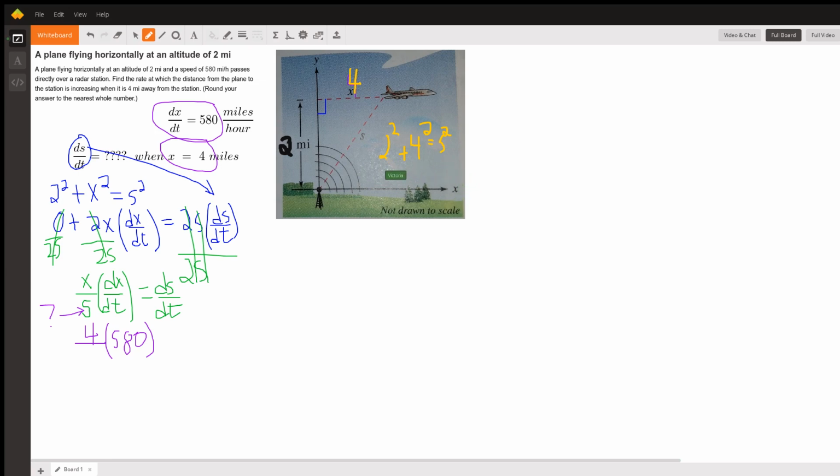So this is 4 plus 16, which is 20. And then when I take the square root, I get that s is, well, it's really plus or minus the square root of 20, but this is a positive number. It's the hypotenuse. And the square root of 20 is the square root of 4 times 5, which makes this 2 times the square root of 5. And that's a number. That equals 4 divided by 2 times the square root of 5, times 580.